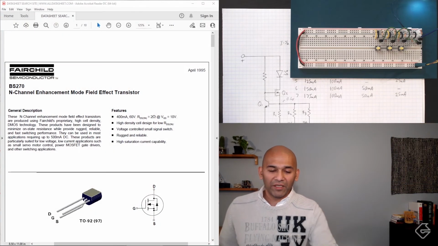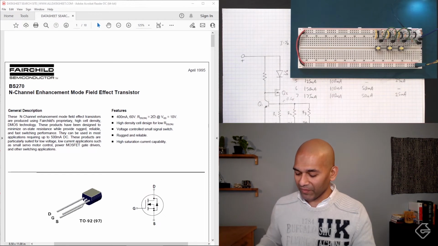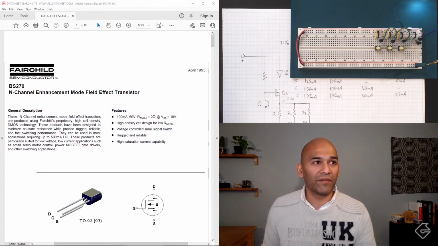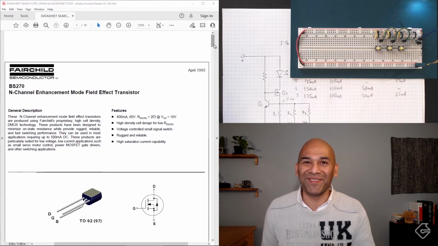There we go. Okay, so this is going to help us understand what's actually happening here, why we're not getting the right current. So if you look at, this is the BS270 transistor. Sorry, yeah, well, it is a transistor. It's the MOSFET that we're using.